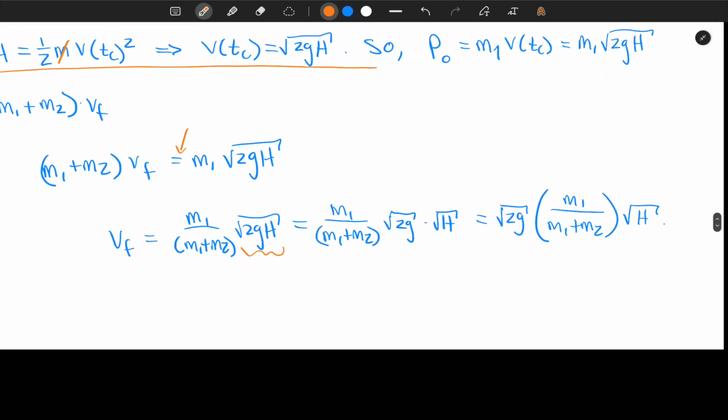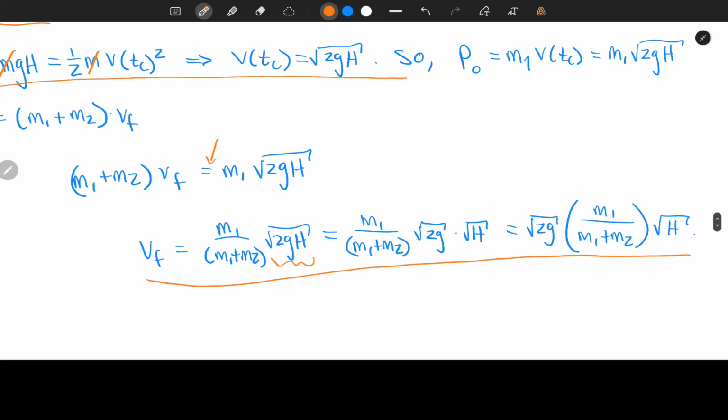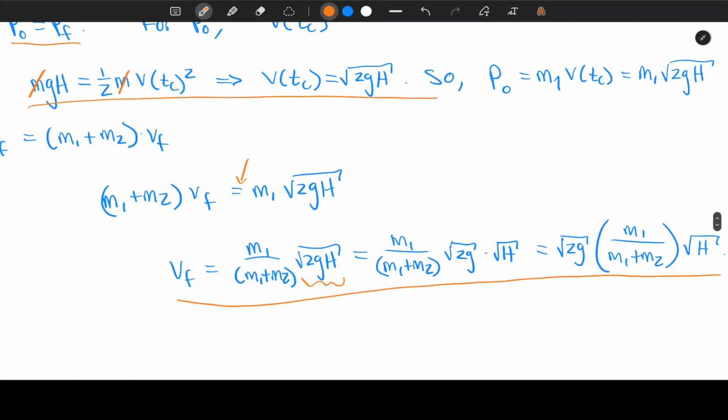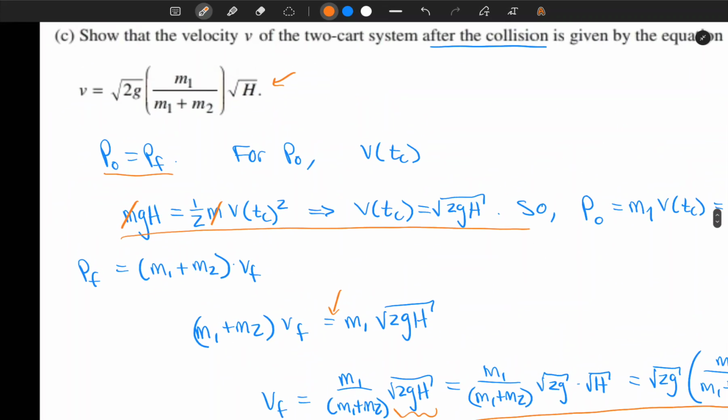Finally, this progression here, giving you the correct final velocity and plugging in for all of the correct values, gives you your third and final point for this part of the problem. Moving on.